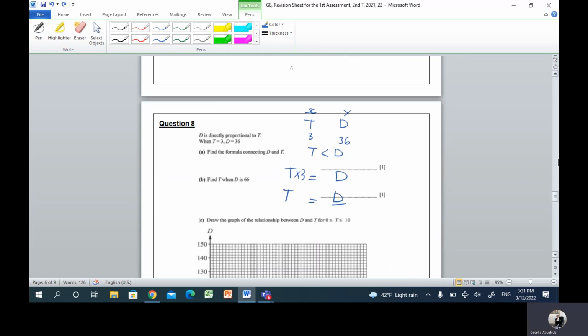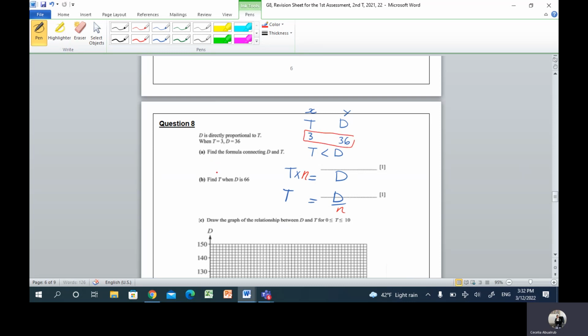So you're going to divide D by a number, or you're going to multiply T by a number in order to be equal to D, or you're going to divide D by a number in order to be equal to T. Let's find this number. So you say from 3 to 36, and let's say that you couldn't figure this out.